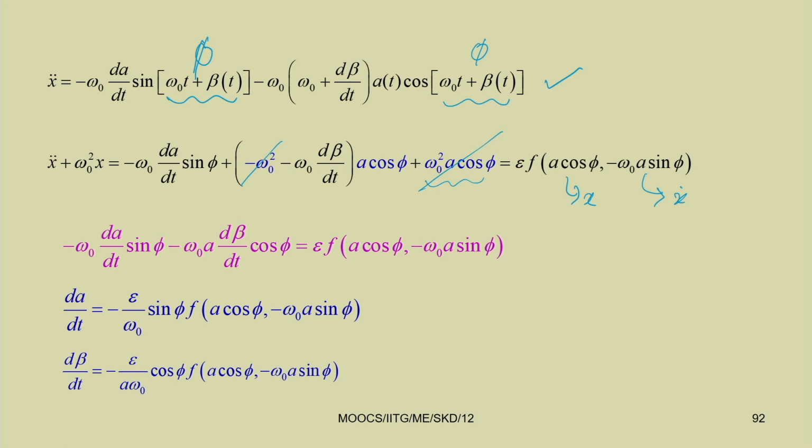So the remaining terms can be written conveniently as minus omega 0 dA by dt sin phi minus omega 0 a d beta by dt cos phi, equal to the right hand side, epsilon f of a cos phi minus omega 0 a sin phi. From this equation we can now write dA by dt. Taking this equation as B and the previous equation that we took as A, we have two equations.